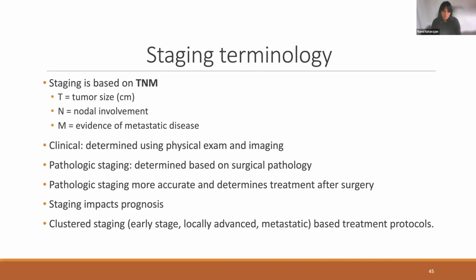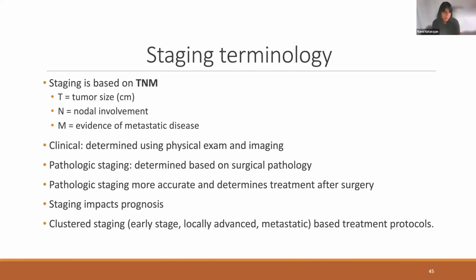And I think it's always a little bit tricky because there's the clinical stage, which is determined using the physical exam and imaging. And oftentimes this is the best guess as to what the true stage is. Because we know that our exam and imaging are not perfect in terms of assessing the size and the number of lymph nodes that are involved, or even the evidence of micrometastatic disease.